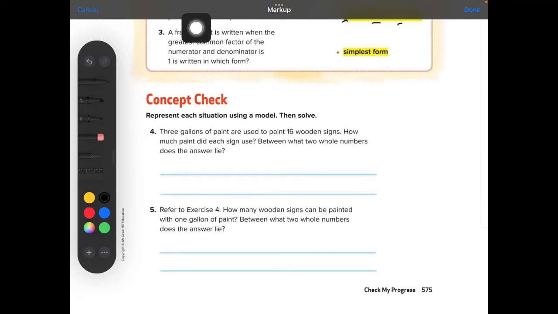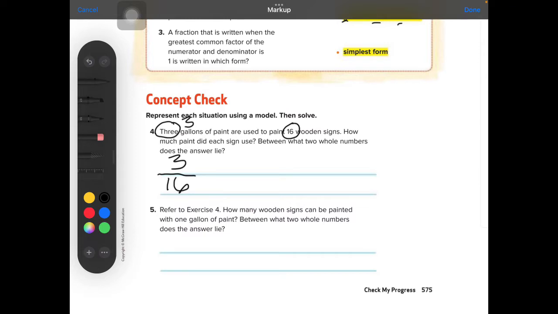Number 4, 3 gallons of paint are used to paint 16 signs. How much paint does each sign use? Between what two whole numbers does the answer lie? Okay, folks, so you have 3 and 16 wood signs. Now, they're not expecting a great big fancy decimal number. Just keep it simple. There are 16 total pieces, and there's 3 gallons of paint that goes on those 16 pieces. So that's what it's going to look like.